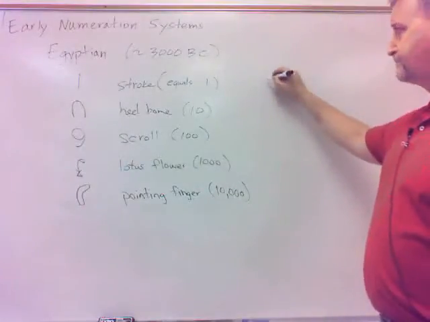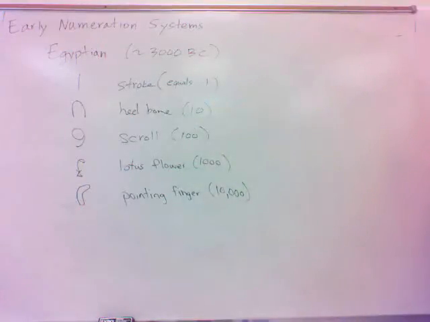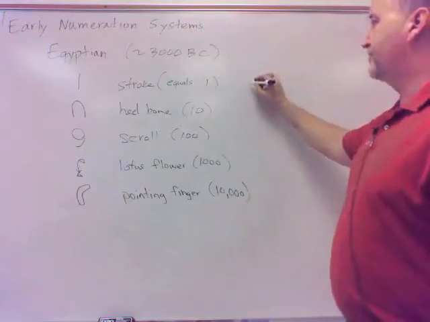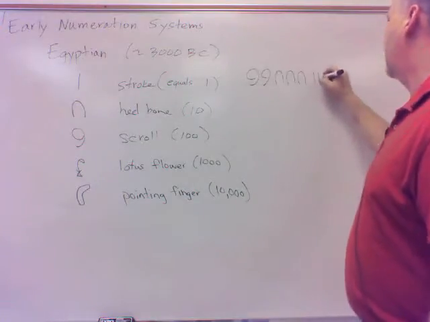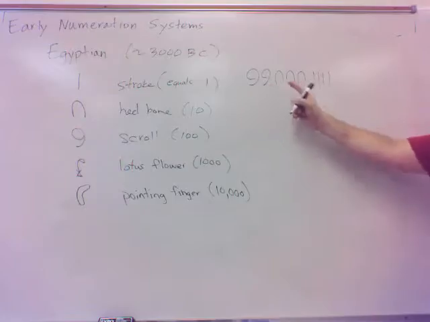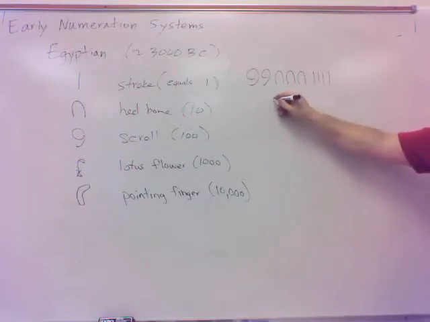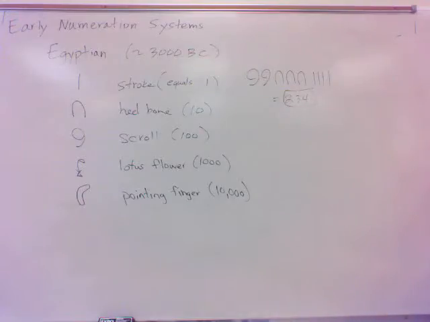Now, the good thing about it was in their system, all you had to do was add up the symbols that they had, and that was your number. For example, if I had 2 scrolls, 3 heel bones, and 4 tally marks or strokes, that's what? Scrolls are 100, heel bones 10, those are 1, so 234? Okay. So their system was easy in that regard. You just add up the symbols. In other words, they didn't have any place value.